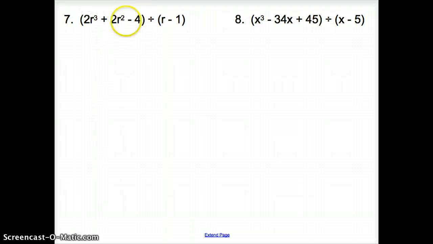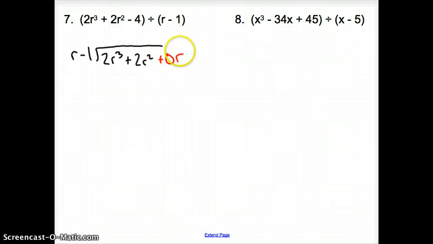Let's try a couple more here, ladies and gentlemen. Again, same thing. r minus 1 outside, but now when we put this guy inside the division, we go 2r cubed, right? Then plus 2r squared, but what are we missing? We are missing a plus 0r term. There is no r term, so we have to add that r term, and then minus 4.